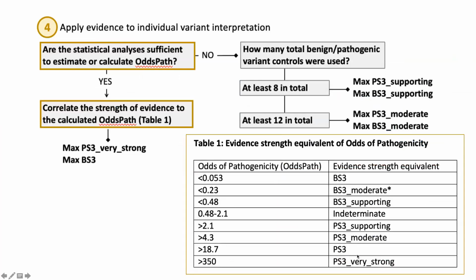If you do have enough statistical analyses provided by the paper to estimate or calculate an odds of pathogenicity, then you can correlate the strength of evidence to the calculated odds of pathogenicity using this table. And the maximum you could get is a PS3 very strong, and a maximum benign would be strong evidence.